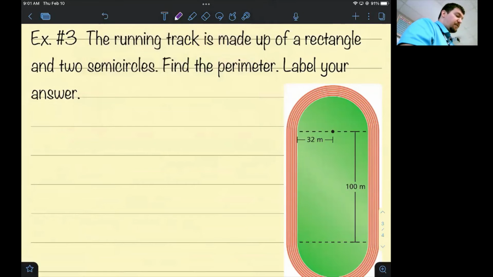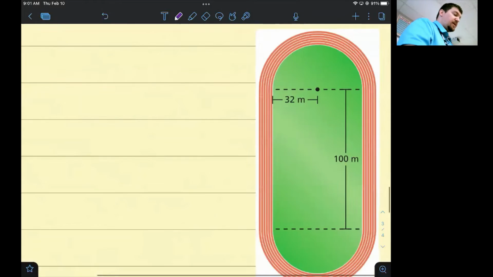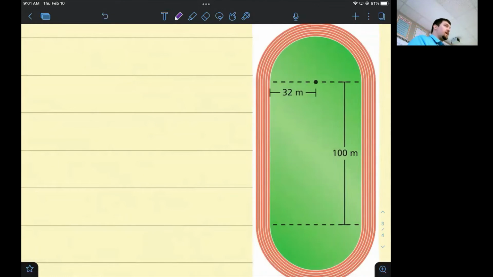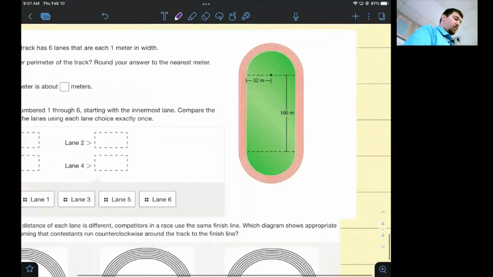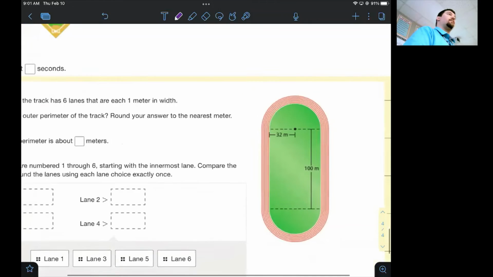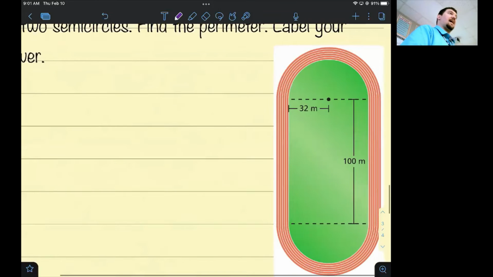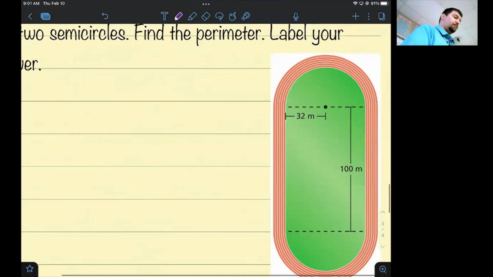So based off of the information that they're giving me, I'm going to assume that the perimeter is the outside edge of the grass, because I don't actually know how far it is across the track on both sides. In fact, that's going to be one of your homework questions where they're going to ask you that. So we'll look at that one tomorrow.